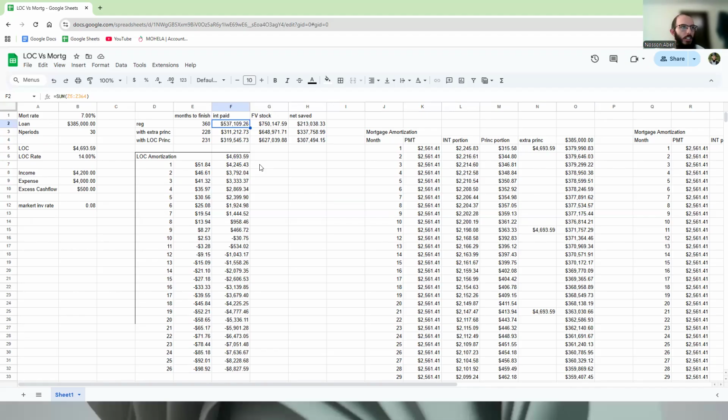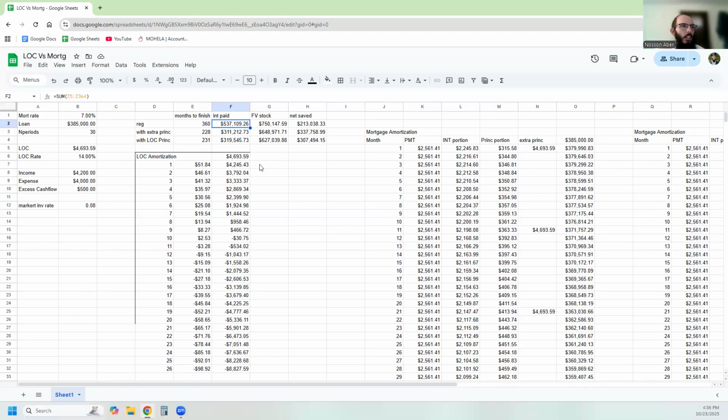But here's the kicker: if you are investing the money saved, if you didn't pay the extra payment and you put it into the stock market, assuming an 8% average rate of return, assuming no volatility, which there is volatility, but you have 30 years to worry about volatility, so we're not worried. You would end up with $750,000 at the end of those 30 years.